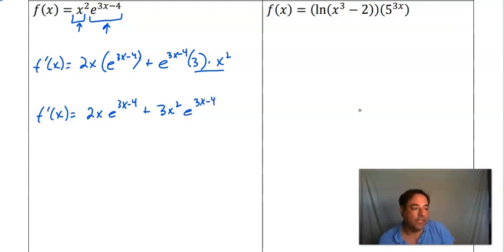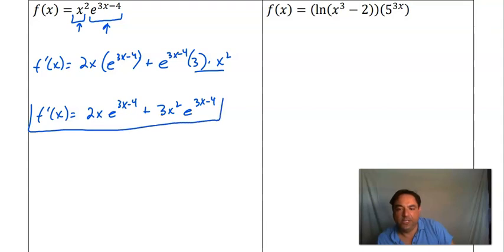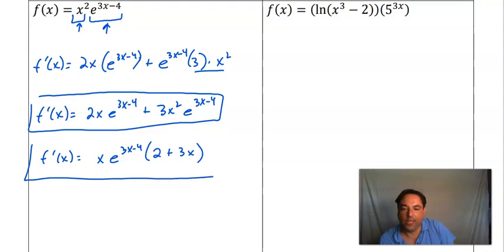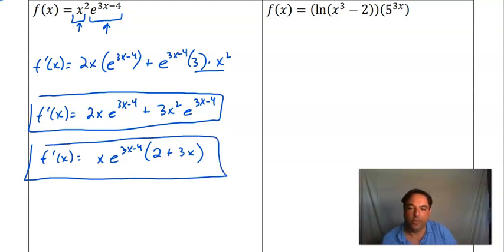Now, I can leave it like that. I could factor it if I want to, just make it a little bit simpler, but I would accept the answer just like that. If you did want to factor it, you can. It's the same answer. You can pull out an x, you can pull out an e to the 3x minus 4. If you did that, you're left with 2 plus 3x. Both answers would totally be correct.